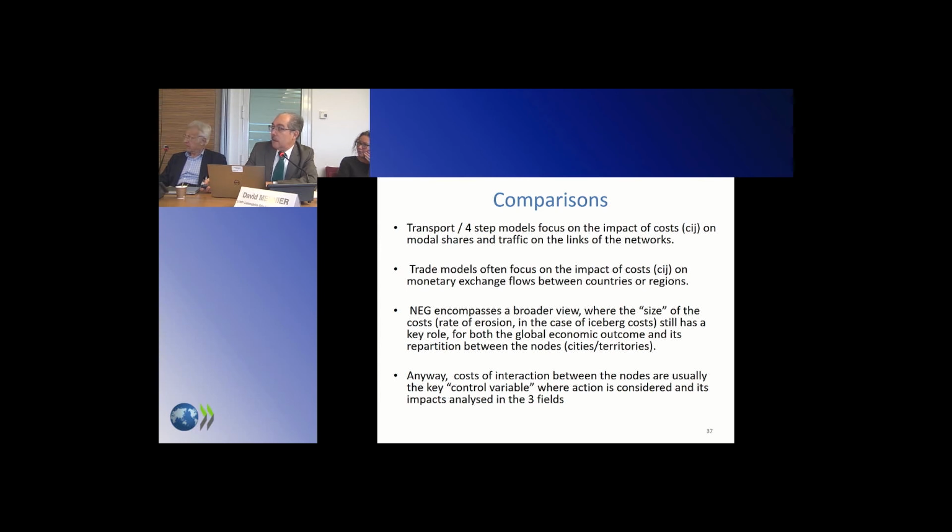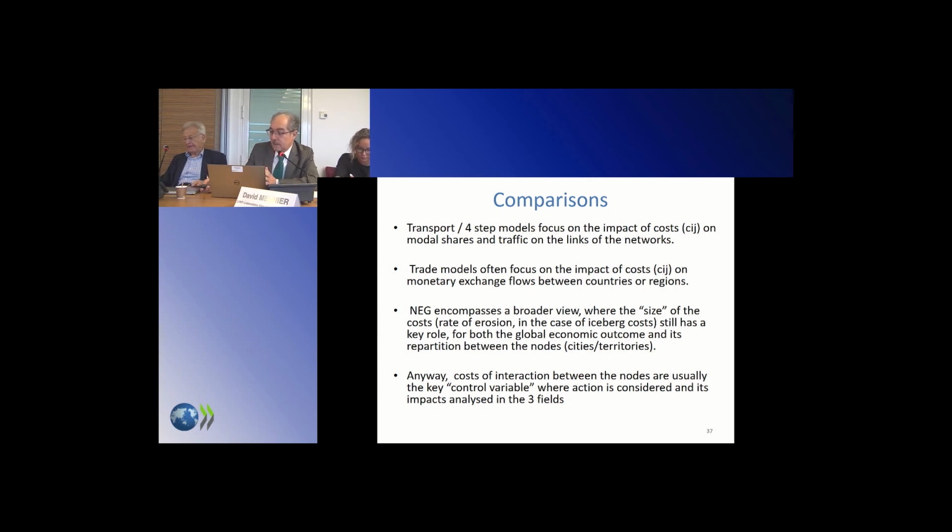Well, four-step models and transport models usually focus on the impact of costs between two nodes, and they are concerned with modal shares and traffic. Trade models, on the contrary, are concerned with pure monetary flows. That's all they matter. New economic geography has a broader view because, even though the size of costs is important, they are really concerned by the distributive issues. And then it seems that NEG could be more attractive for the territories and elected officials.